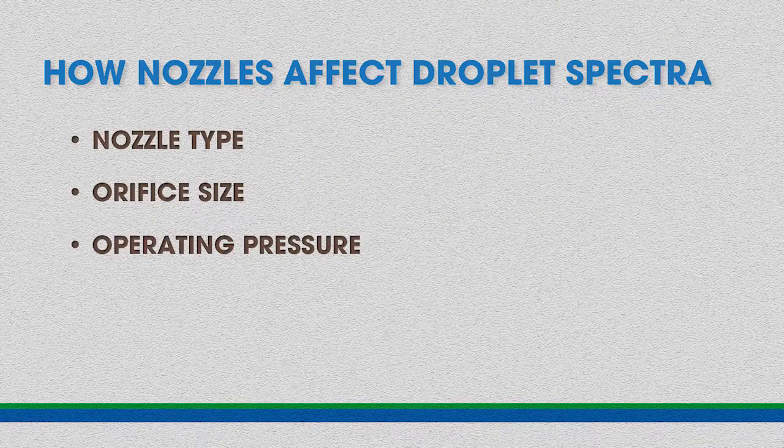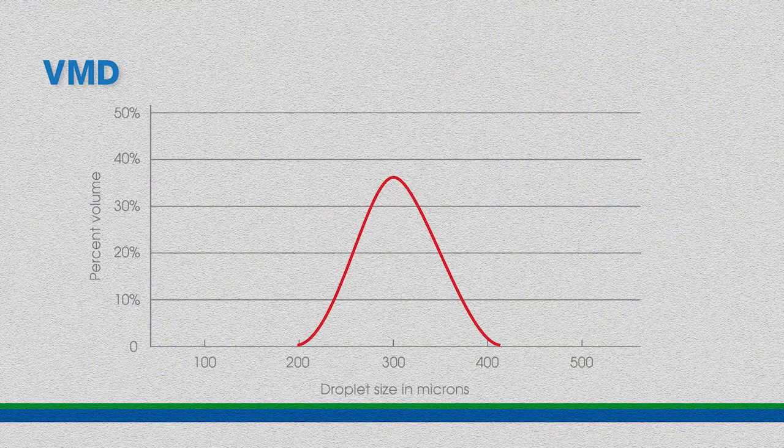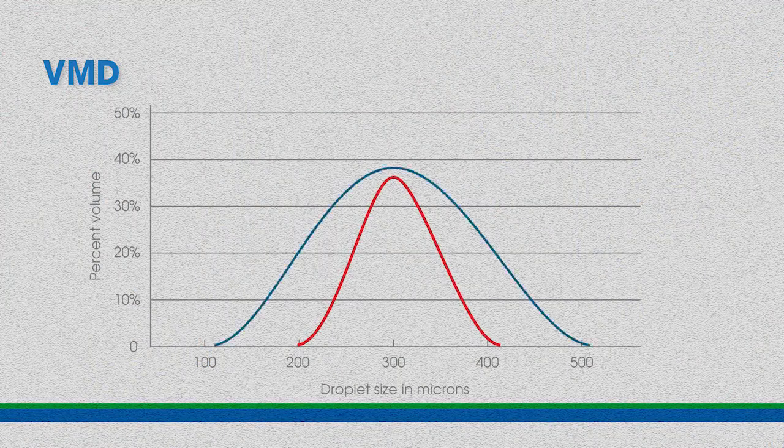And finally, the operating pressure. As I already mentioned, the operating pressure also affects the flow rate out of the nozzle, but it also affects the droplet size. Higher pressure results in a smaller droplet spectra. Lower pressure results in a larger droplet spectra. There are many types of nozzles used for pesticide applications. I'm going to talk about the three main types used.